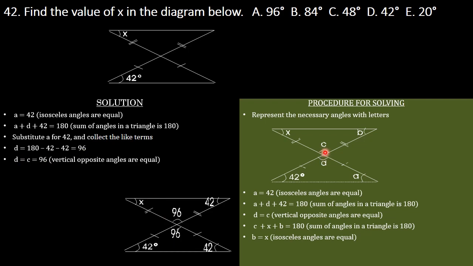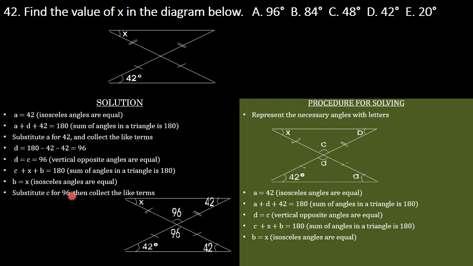Vertically opposite angles are equal. This also is an isosceles triangle. We now have C plus X plus B is equal to 180 degrees, the sum of angles in the triangle. B is equal to X. Isosceles angles are equal, because this angle and this angle are isosceles angles. Now let's substitute C for 96, then collect the like terms. We have C plus B plus B. Because X is equal to B, we now represent X as B. We now have C plus 2B is equal to 180 degrees.